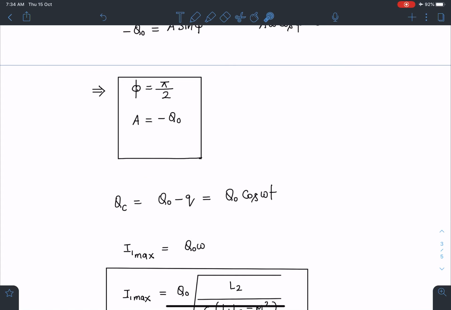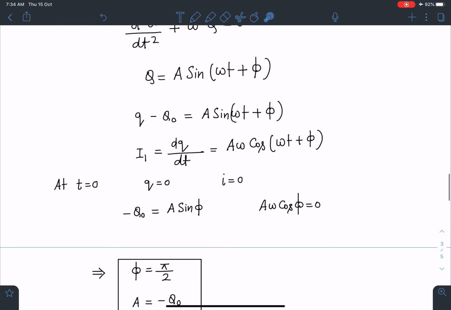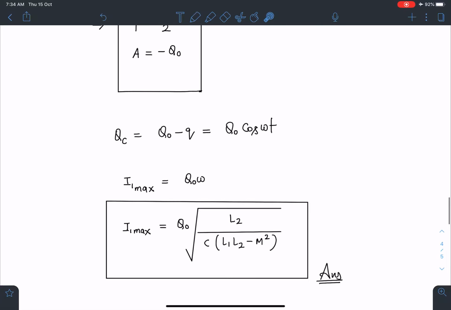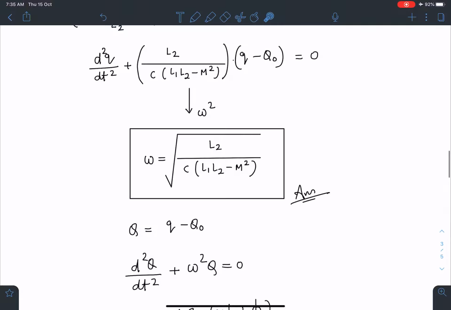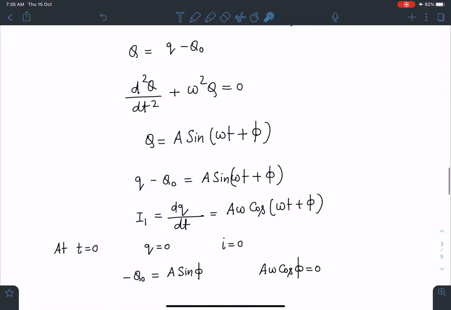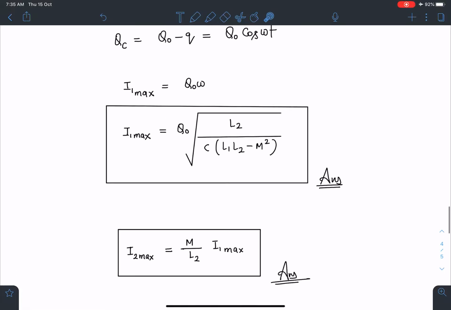After this, if I have to write I1 max, I have this function. Its maximum value is A omega. I1 is A omega, and this will become plus cos omega t plus pi by 2, which will become minus sine omega t. So I am going to get I1 as A omega minus A omega sine omega t. When I substitute the values, I'll be getting I1 max as q naught omega, because minus A value is q naught. So this is going to be the maximum current. You can substitute the omega value which we have derived earlier, which is root of L2 by C, L1 L2 minus M square. So I1 max is known to you.